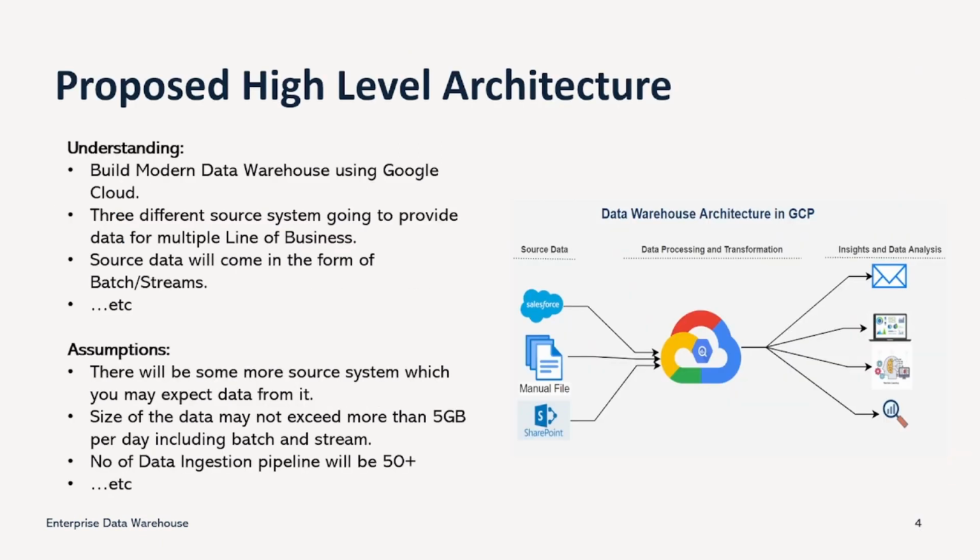We understand the business and the existing on-premise data warehouse, and we created the architecture. This is the architecture we are proposing to the customer. In the existing system, they have Salesforce, manual files, and SharePoint as the source systems. These source systems we are going to ingest into Google Cloud BigQuery. In BigQuery, we are planning to maintain multiple levels of data. One is the raw data, another one is the curated data, and another one is the aggregated data. Aggregated data is nothing but a data mart.